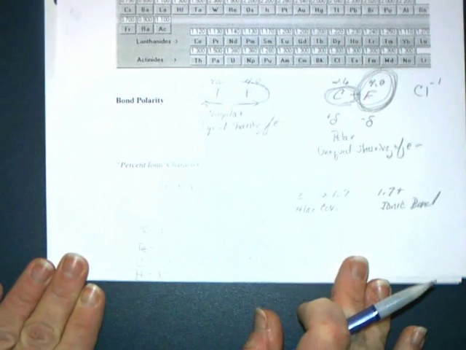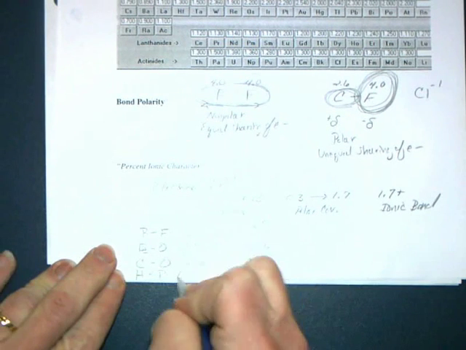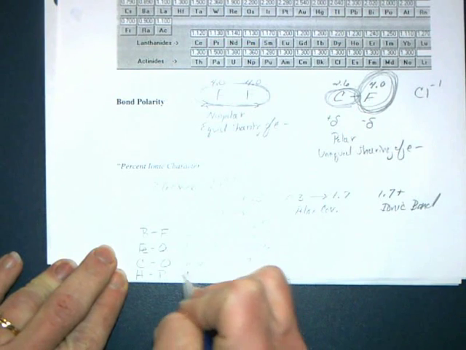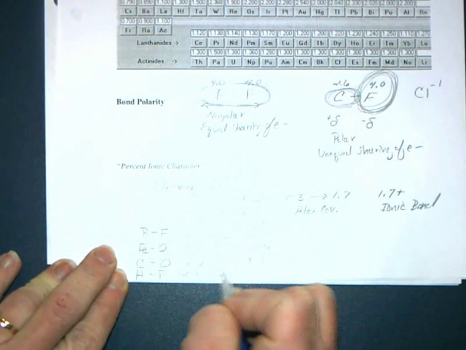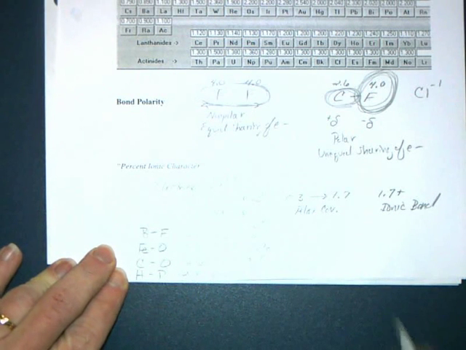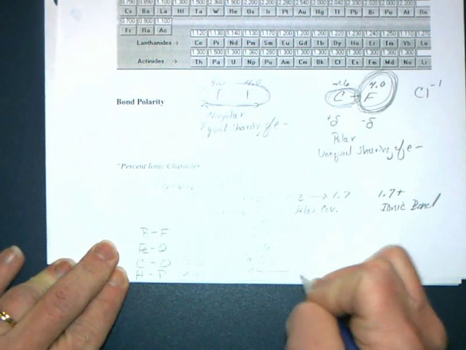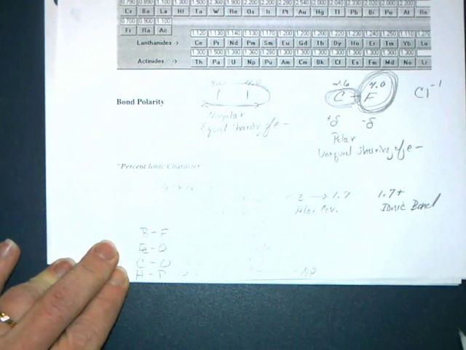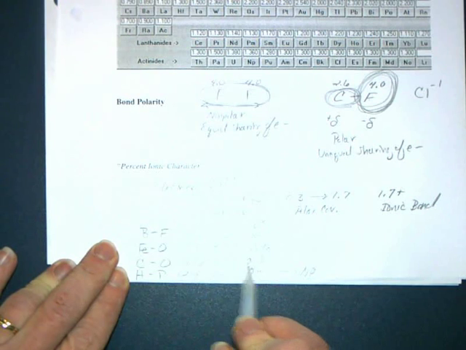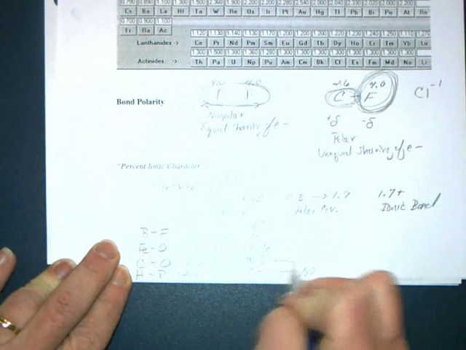Hydrogen to phosphorus. Hydrogen, sorry, I didn't realize that wasn't being shown. Hydrogen is 2.2, and look, phosphorus is 2.2. This is a difference of 0. This, amongst all the examples, is our only nonpolar covalent. 0.8 would be polar covalent.